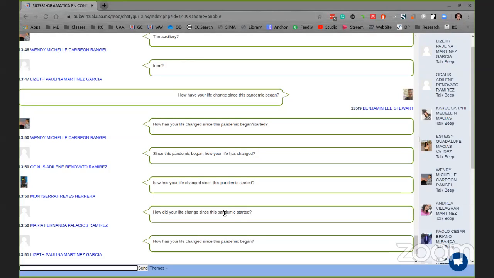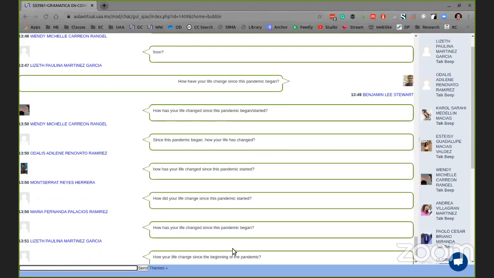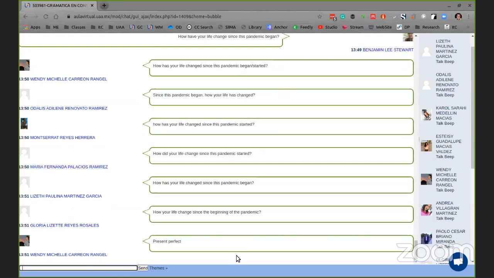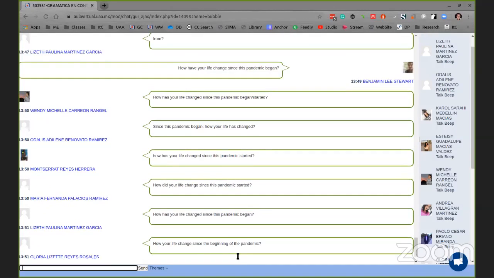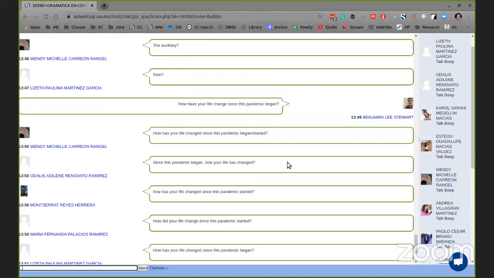Which verb tense are we using? Most of you are using present perfect. Present perfect. How do we form the present perfect? Well, what's the subject of this sentence?